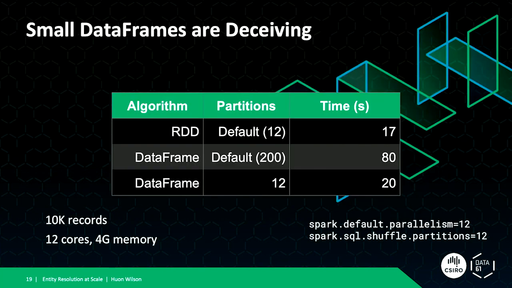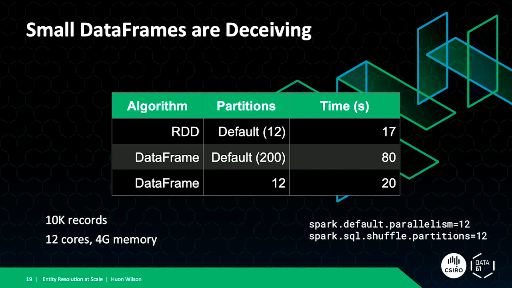However, when we were doing the transition, we were iterating fast with small data frames. So we had 10,000 records, and we're just running on my laptop in local mode, obviously on a single machine. The default settings meant the RDD code ran in 17 seconds, pretty short. But data frames in their default settings took 80 seconds. That's more than 4 times slower.